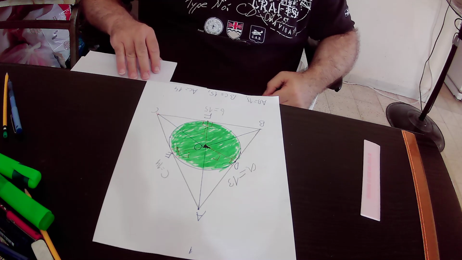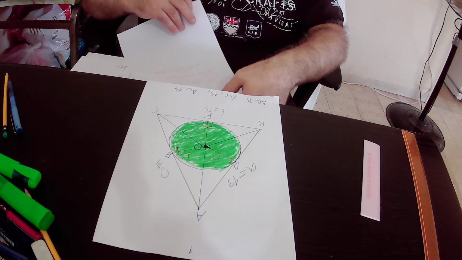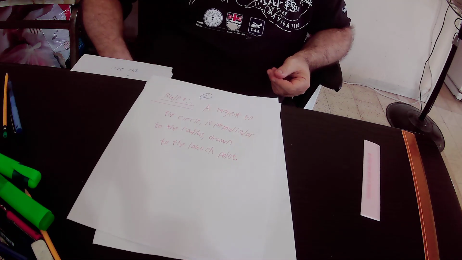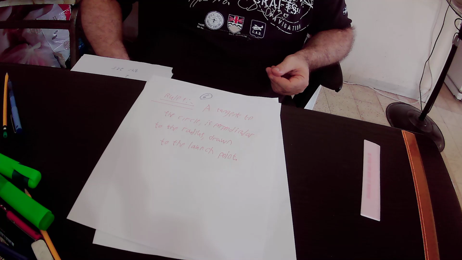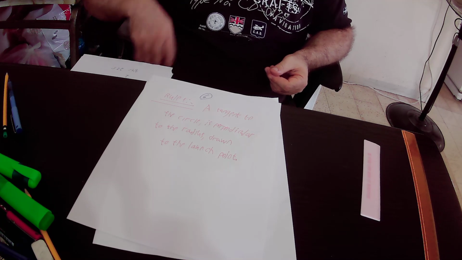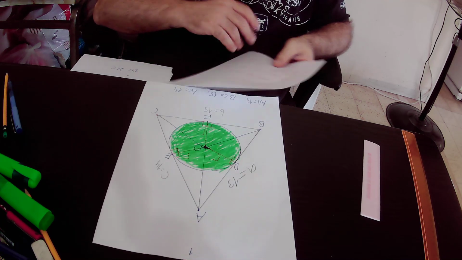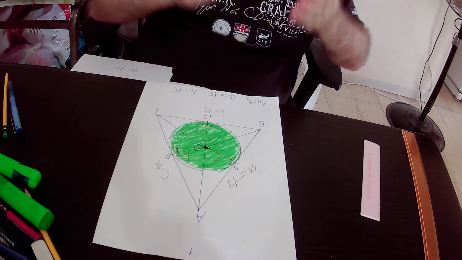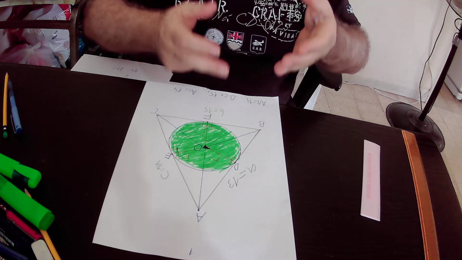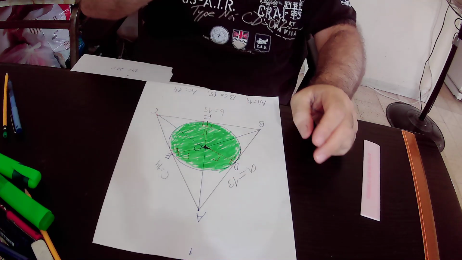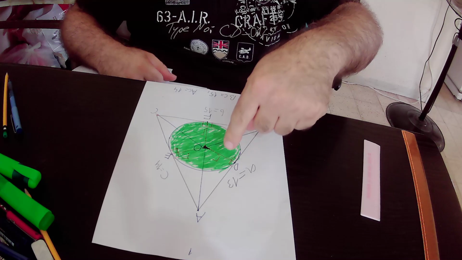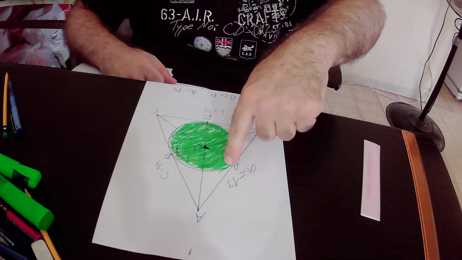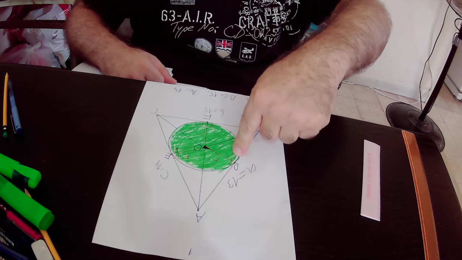And we have rule number 1 that states that a tangent to the circle is perpendicular to the radius drawn to the launch point. So whenever you draw a radius that is drawn to the launch point and touches the launch point, then that radius will be perpendicular to its tangent. That is to say, this radius is perpendicular to its tangent AB. That is to say, this angle is 90 degrees and this angle is also 90 degrees.